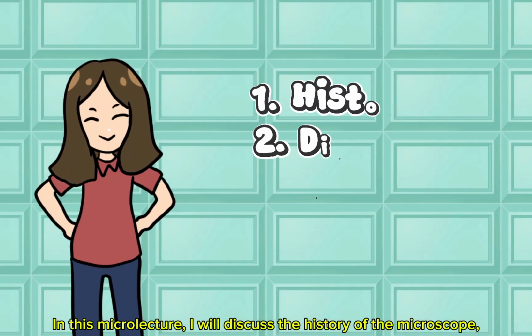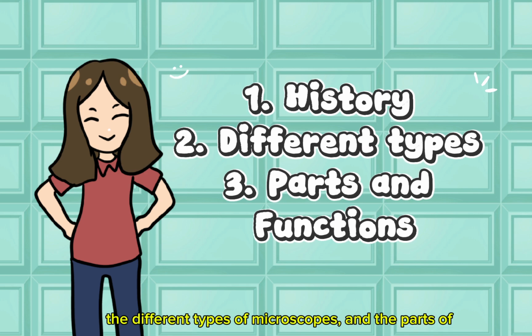The invention of the microscope made it possible for scientists to observe these tiny structures and understand life at the microscopic level. In this micro lecture, I will discuss the history of the microscope, the different types of microscopes, and the parts of the compound microscope and their functions.